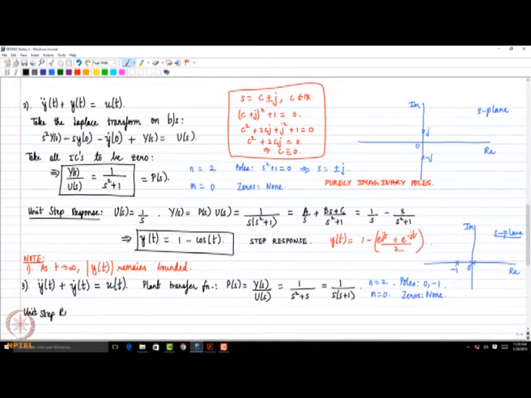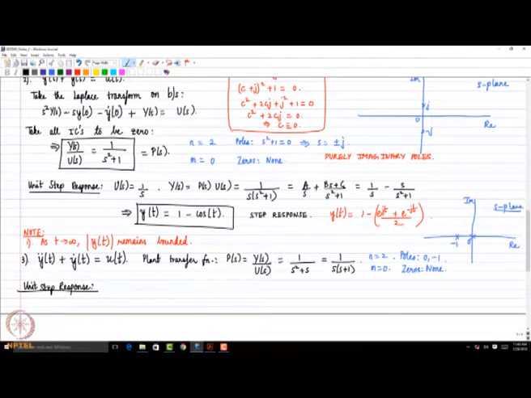Sir, yes? For the previous question, y of t is 1 minus cos t. Why is that not BIBO stable? It's BIBO stable. Is it? It should be because it's bounded for any constant input. That's exact. Okay. So we'll answer that.